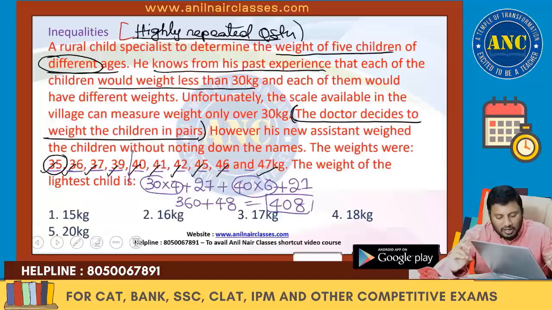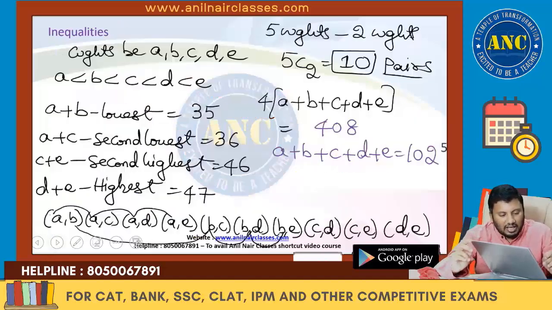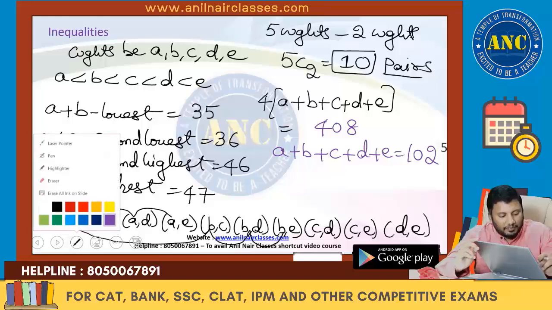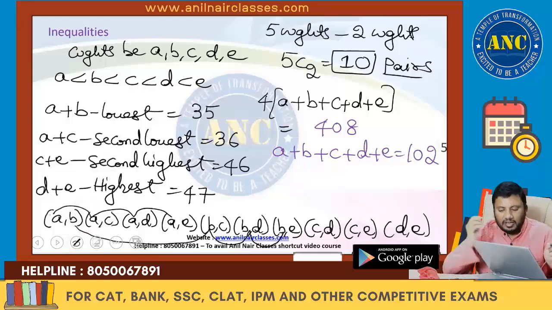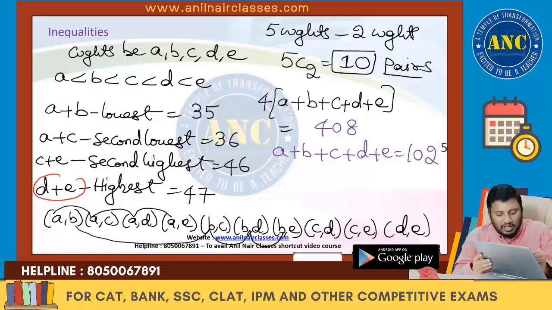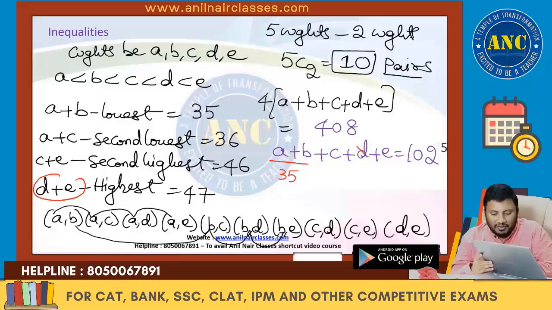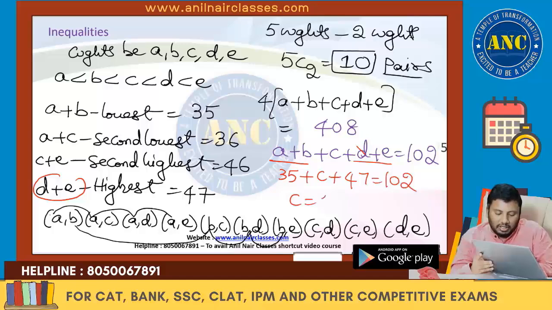Which value do we require? The weight of the lightest. Lightest means A we require. What is D plus E value? 47. Now we will go one by one. A plus B is 35. D plus E is 47. Plus 47 equivalent to 102. C is nothing but 20. If C is 20, A will be how much?